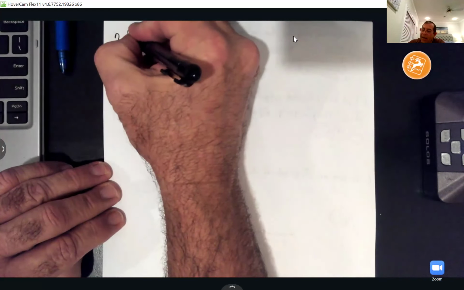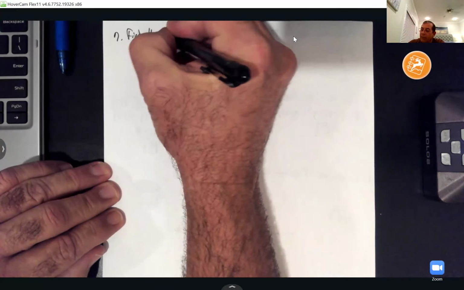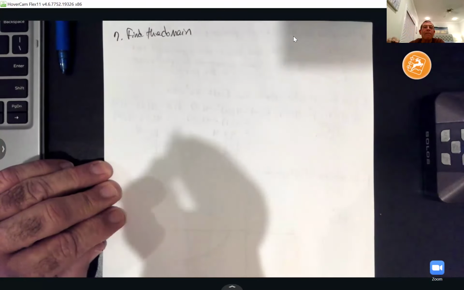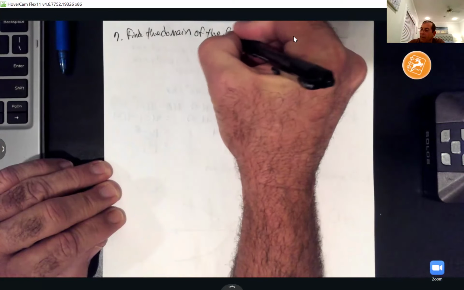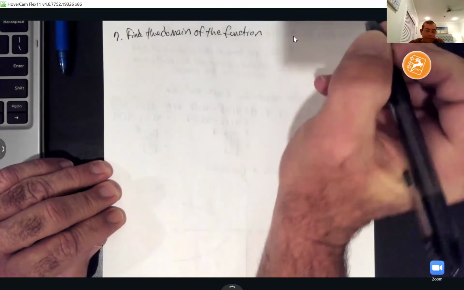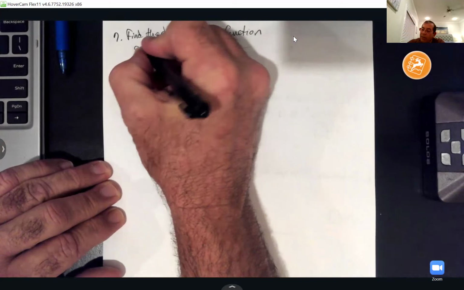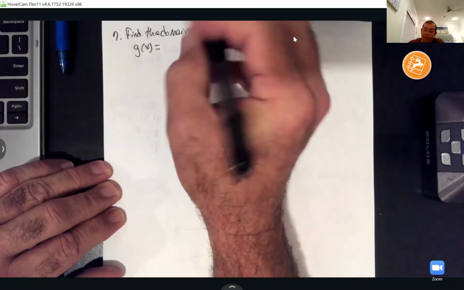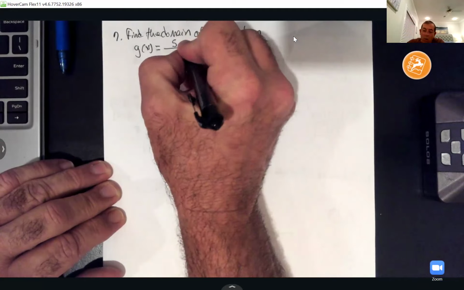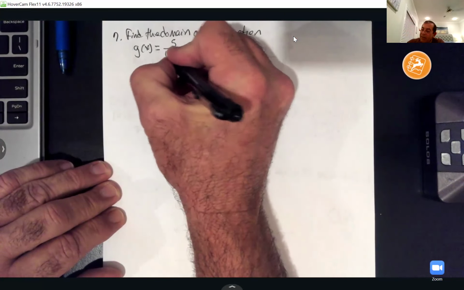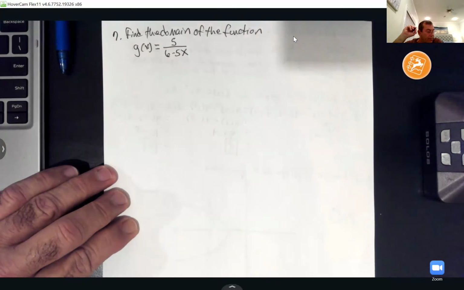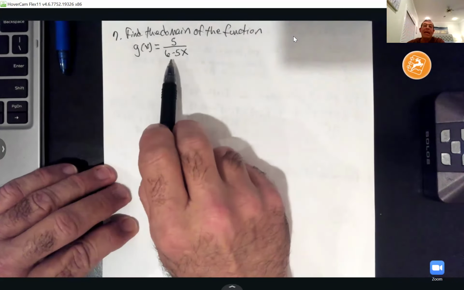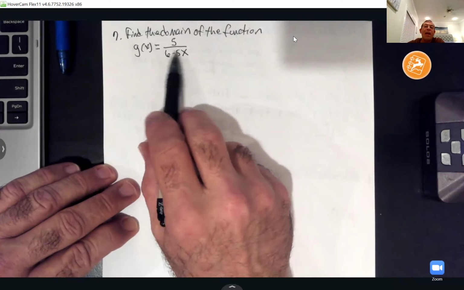All right, number 7 starts getting into the domain. So find the domain of the function g of x equals 5 over 6 minus 5x. So remember, it can't be all real numbers because I got a fraction here.